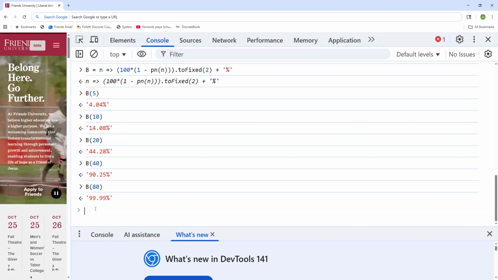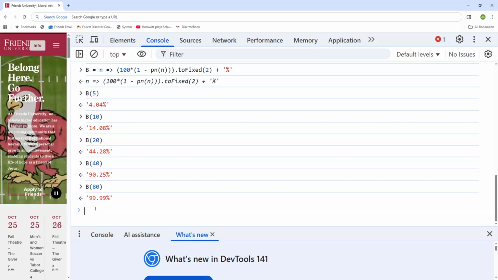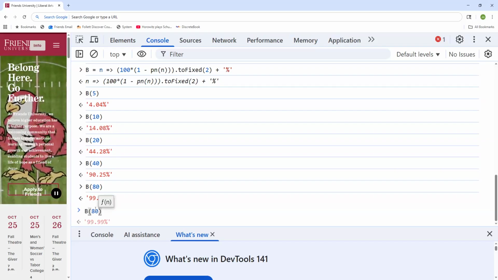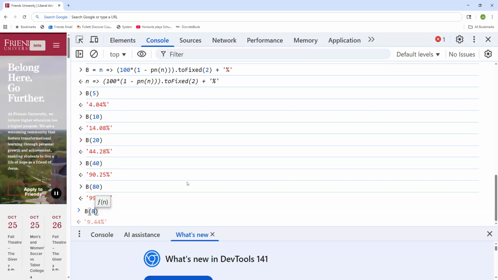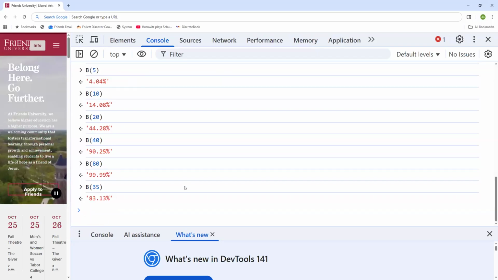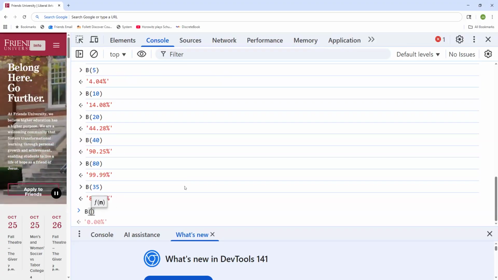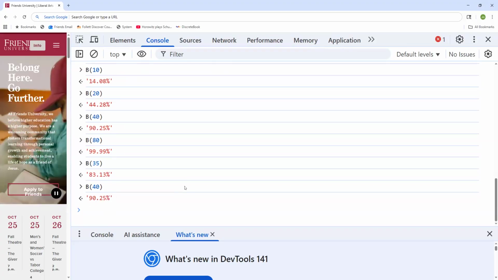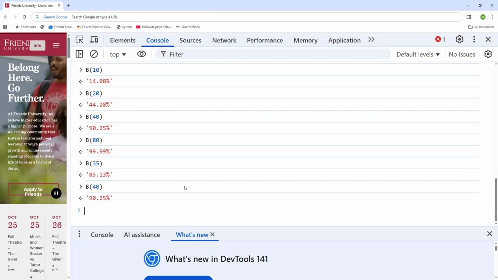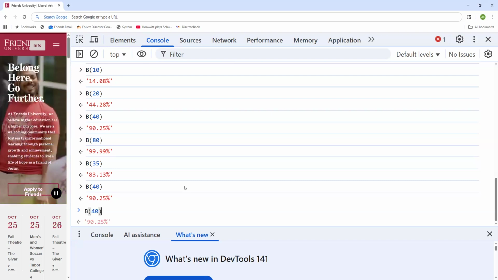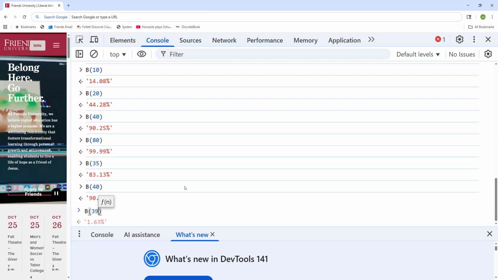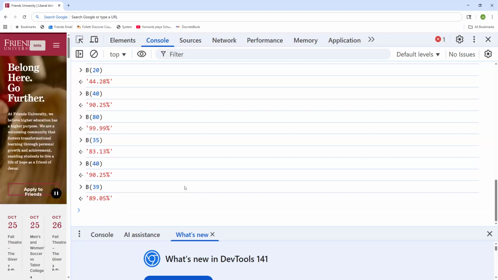Now let's find the exact number where you have a higher chance of two people in the same room with the same birthday than not. So let's try 35, 83% chance. By the way, when does it get to 90%? Let's try 40. 90%. So once you get to 40 people in a room, there's actually a 90% probability. Let's try 39. That's 89%.